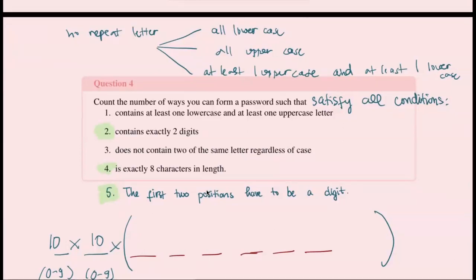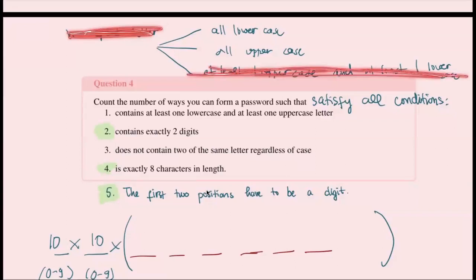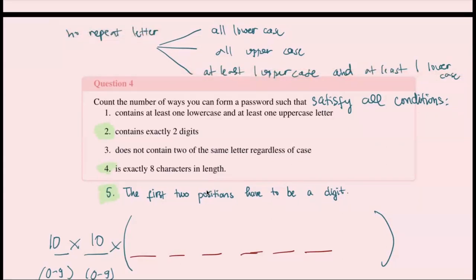I partition it that way because it will be easier for me to calculate. I want no repeat letter and at least one lowercase and at least one uppercase, right? So if I partition it this way, I can find the value of this set by taking the number of ways I can choose 6 letters such that there is no repeat letter, only this restriction, and then minus no repeat letter and all lowercase, minus no repeat letter and all uppercase.